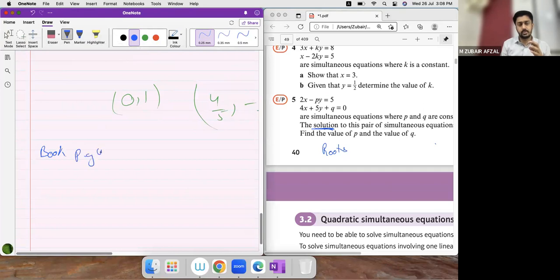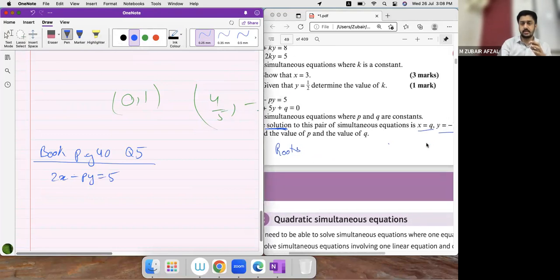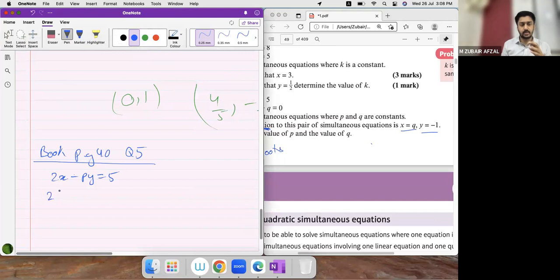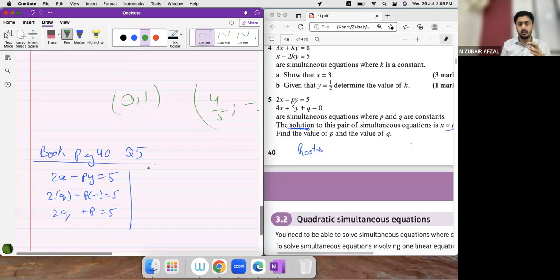Book page 40, question 5. 2x minus py equals 5 and x is q and y is -1. So 2q plus p equals 5. One equation, and the other one is 4x plus 5y plus q equals to 0.